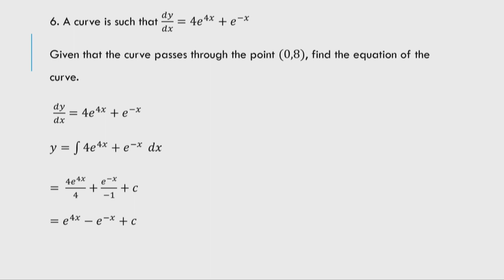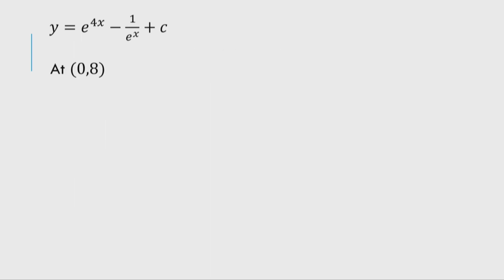Simplifying this, we get e to the power of 4x minus e to the power of negative x plus c, which is equal to e to the power of 4x minus 1 over e to the power of x plus c. Now we are going to substitute the point in the equation to get 8 is equal to e to the power of 4 into 0 minus 1 over e to the power of 0 plus c, which is equal to 8 is equal to 1 minus 1 plus c, where c is equal to 8.